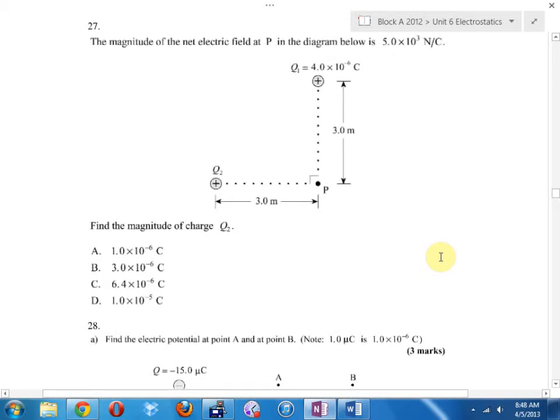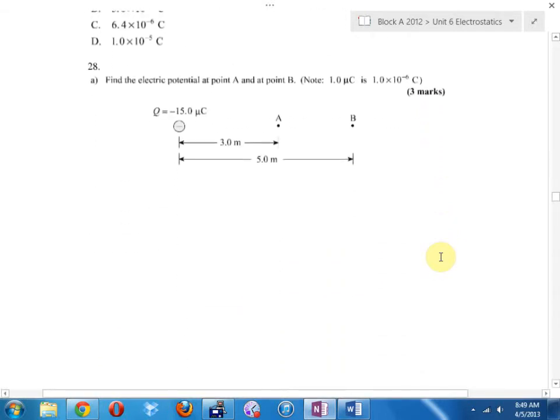27, this is a nastier electric field because they're not in a nice straight line. You have to add them together tip to tail. This would be fair game as a multiple choice, but I'm not going to give you one like this as a written. 28's fair game.